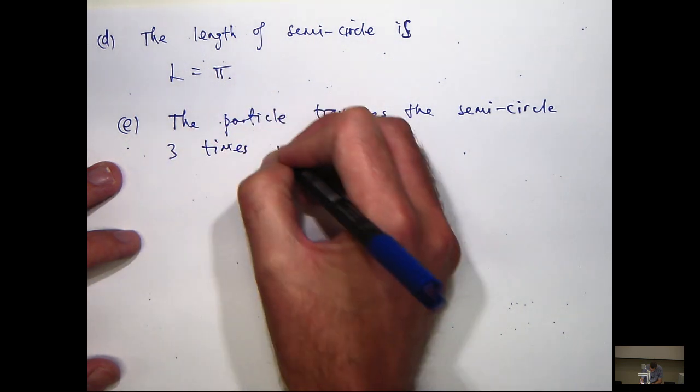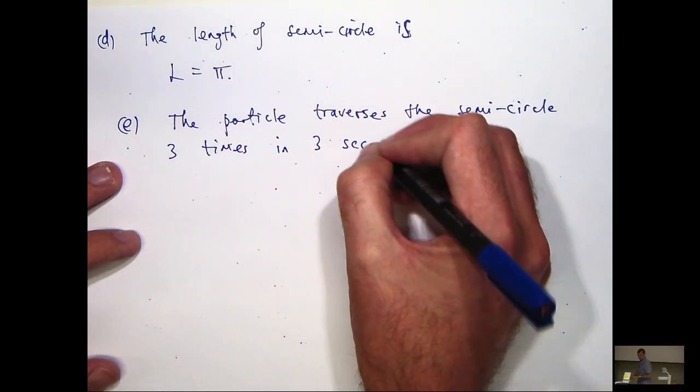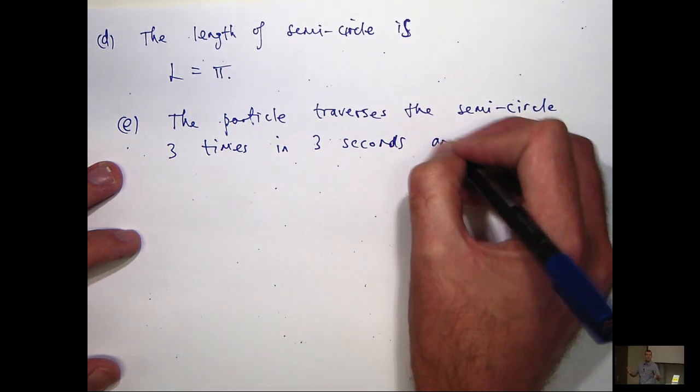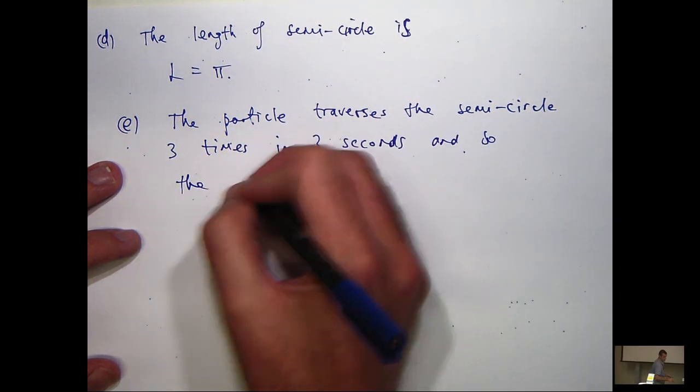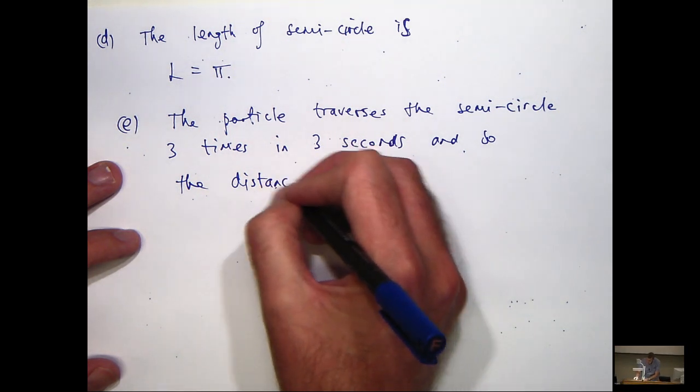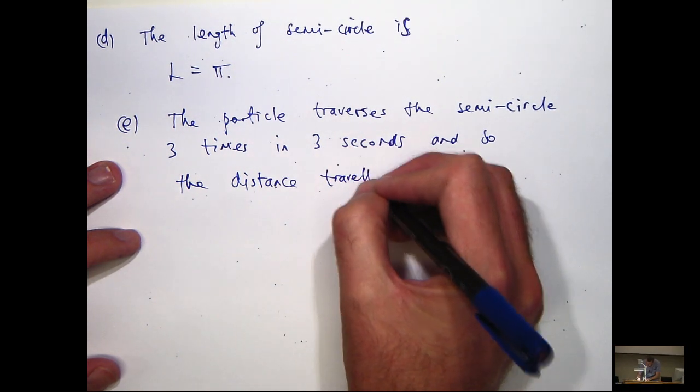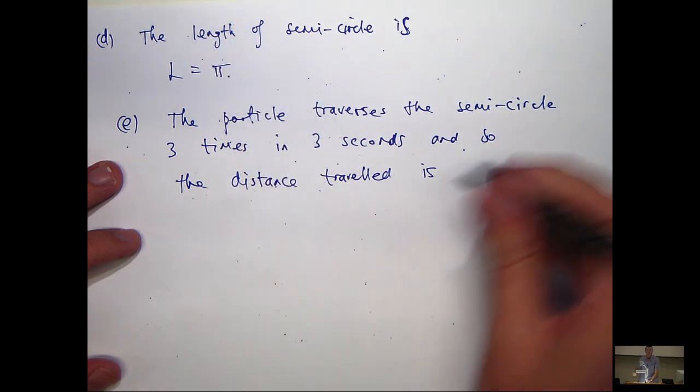So 3 times in 3 seconds. And so the distance travelled is 3 times this, which is 3 pi.